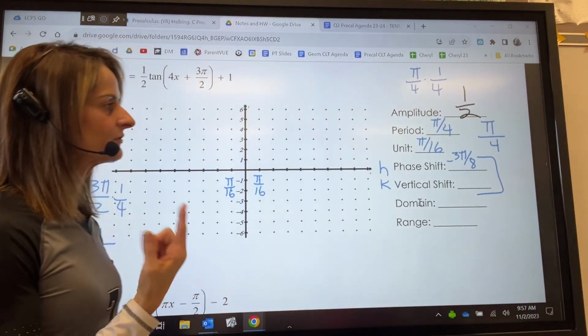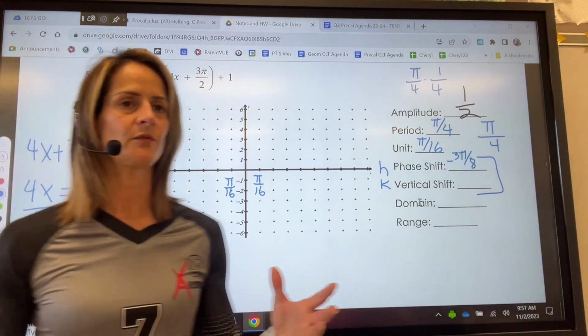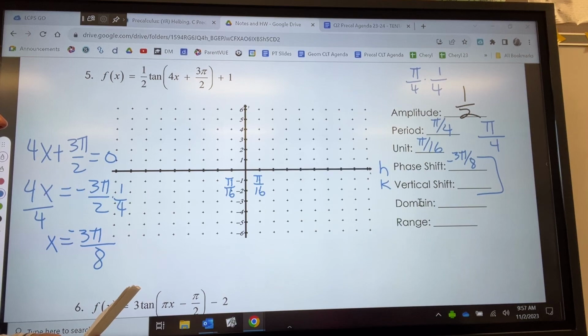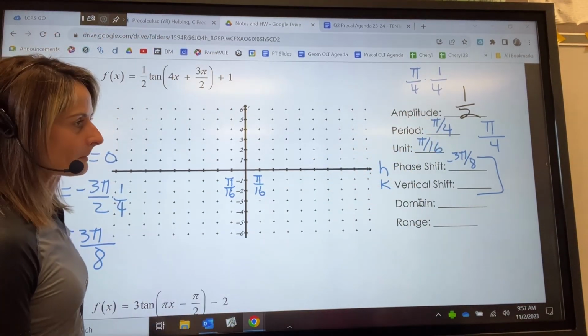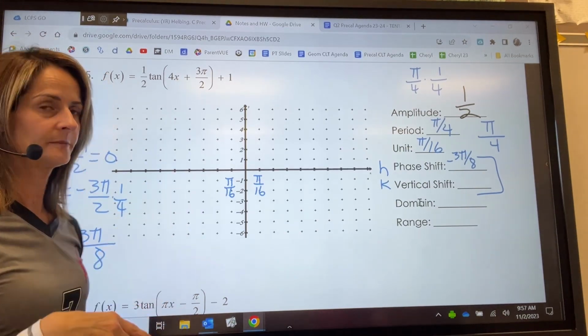And when you do your phase shift, you want to make sure you write if it's negative or positive, because that's going to tell you if it's going left or right. So this is going to be going left 3 pi over 8. And we have to think, well, how many 16ths is that? Because we're counting in 16ths. We'll get there in a minute.